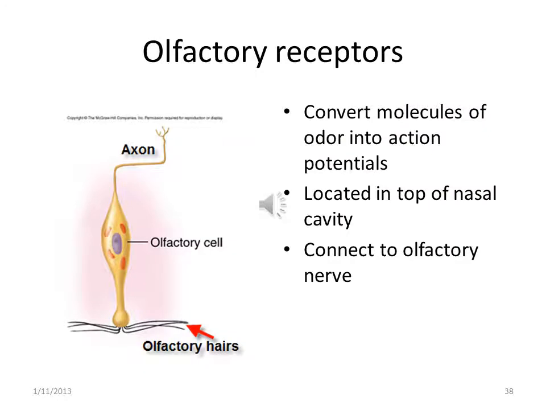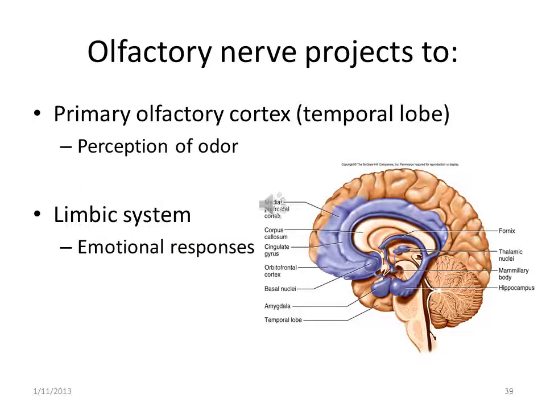Here's a picture of an olfactory receptor cell that converts molecules of odor into action potentials. These are the cells that are located in the top of your nasal cavity and ultimately synapse on or connect to the olfactory nerve. Action potentials from the olfactory nerve project to or connect with the primary olfactory cortex in the temporal lobe of the brain so you can perceive the odor, and also to parts of the limbic system, and those are shown here as purple stuff on the slide. And that's so that we can have emotional responses to things that we smell.